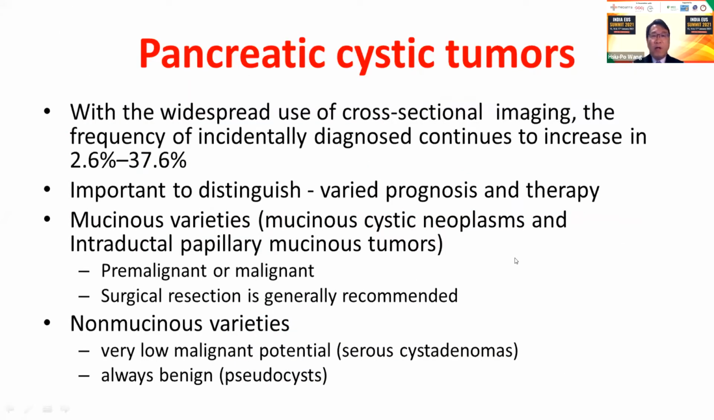As you know, the frequency of incidental diagnosis of pancreatic tumor continues to increase with the widespread use of cross-sectional imaging. It is very important to differentiate the various pancreatic tumors because they have various prognoses and therapies. Among them, the mucinous cysts are always pre-malignant or malignant, and surgical resection is generally recommended. The non-mucinous cysts have very low malignant potential and are always benign.